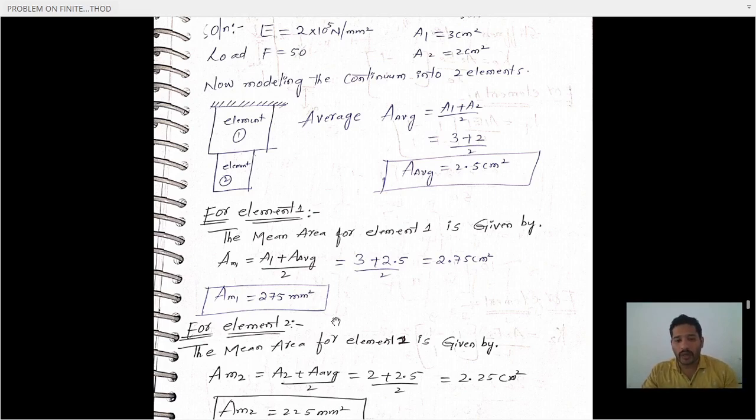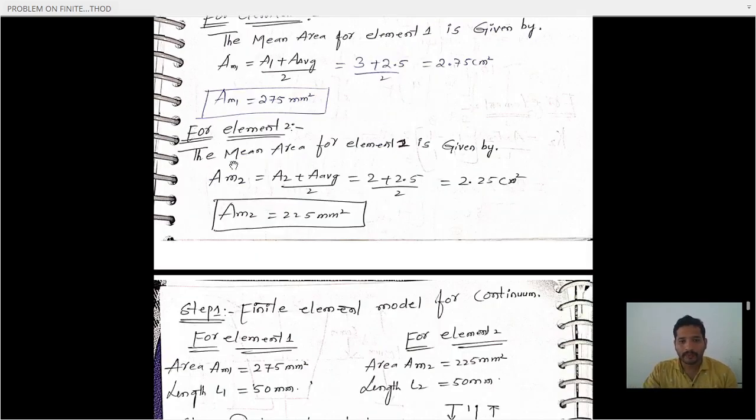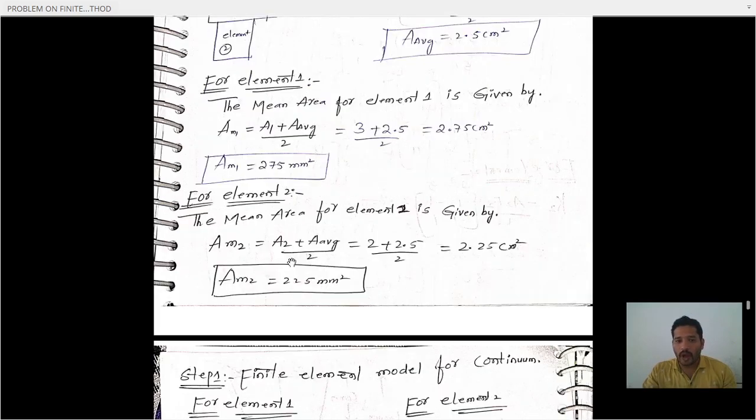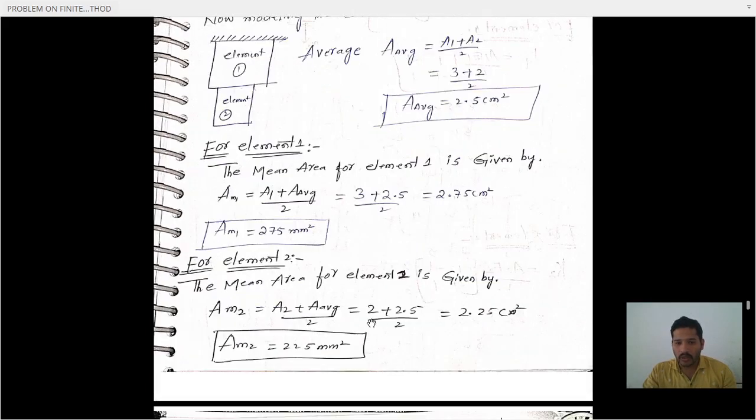After that, the same concept we need to follow for element 2. The mean area for the second element, with the same formula, is equal to the area of the second element plus the average area, divided by 2. So A2, the smaller area, is 2 centimeter square, plus the average area 2.5, by 2. Then you will get 2.25 centimeter square. If you multiply by 100, you will get 225 millimeter square.